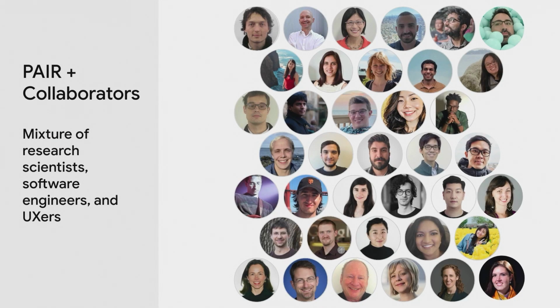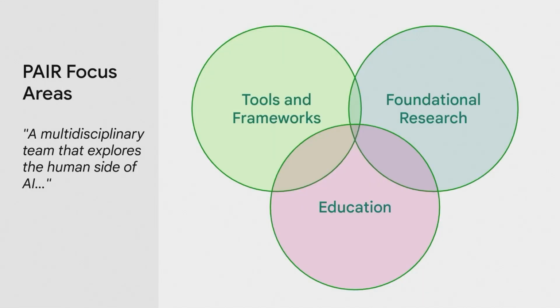All right, so a very quick whirlwind tour of PAIR. There are about 25 to 30 of us now within Google Research, and we have lots of great collaborators. We're a mixture of research scientists, software engineers, UXers, designers. And we have three focus areas for our work, really all under this theme of exploring the human side of AI. We do work in tools and frameworks, foundational research, and education.